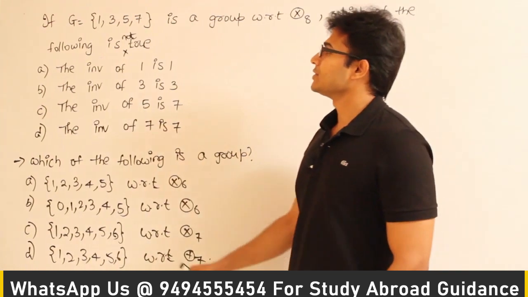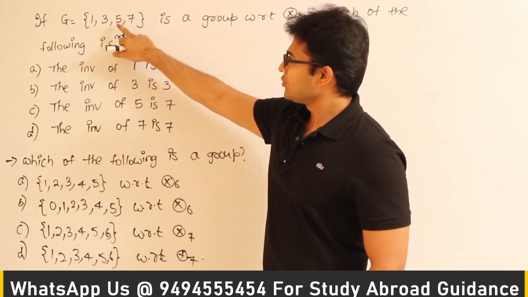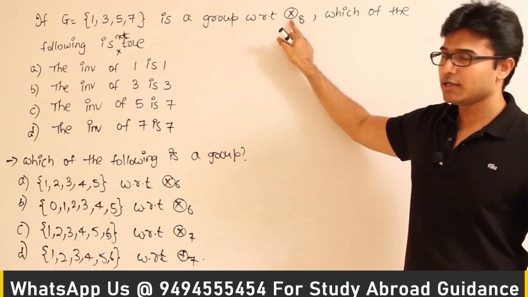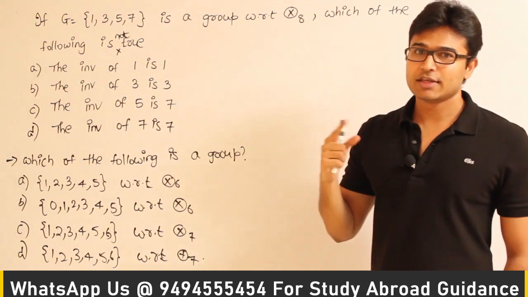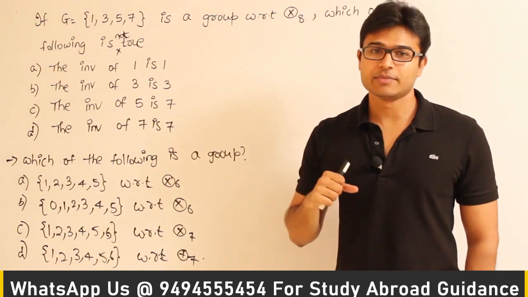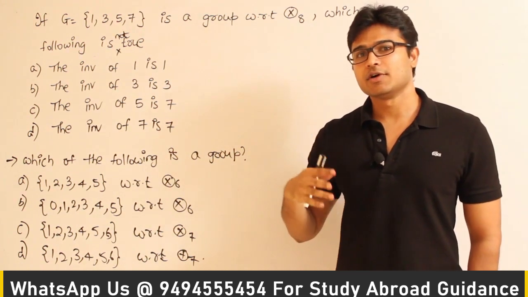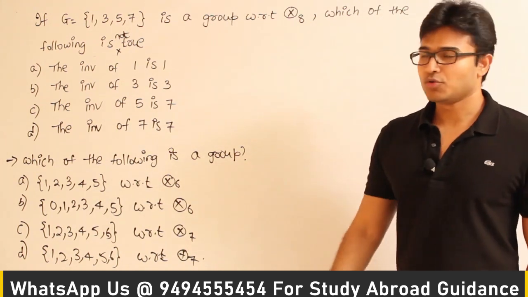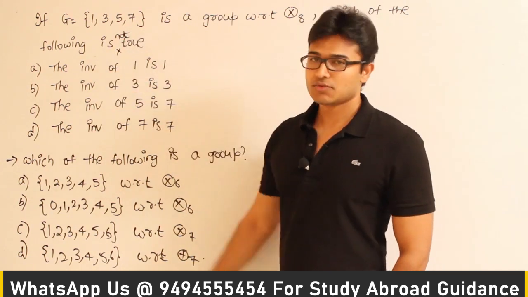See this, there are two questions here. So this is the first question and the second one. If capital G equal to {1, 3, 5, 7} is a group with respect to multiplication modulo 8. So you need not remember this symbol, they will verbally describe what it means. You need not memorize any symbols at all, they will always verbally describe it. Okay. Which of the following is not true? So not true, which means you have to find out which one is false.